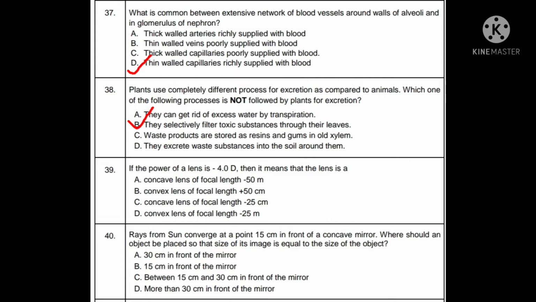Question number 39. The power of a lens is minus 4 diopter. Then it means that the lens is a concave lens of focal length minus 25 cm. The correct answer is option C.